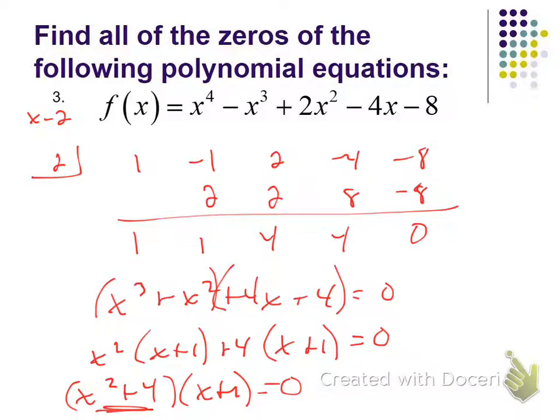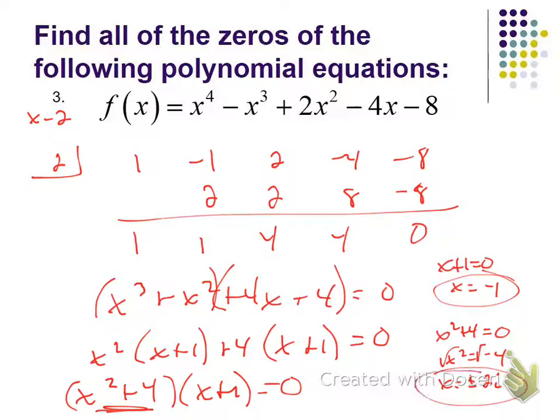So we're ready to set our factors equal to 0 and solve. So we get negative 1. So it turns out negative 1 was the solution also. And when we set x squared plus 4 equal to 0, we get x squared equals negative 4. We square root, and plus or minus, pull out an i, square root the 4, and we should get plus or minus 2i.